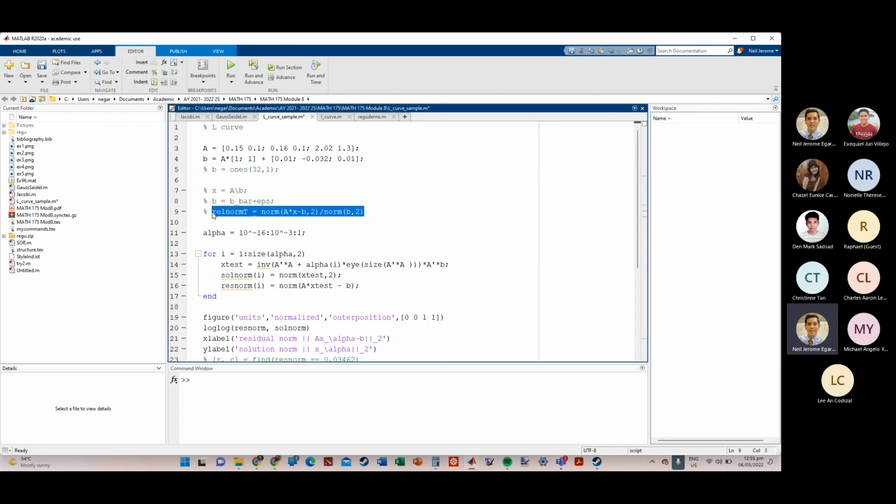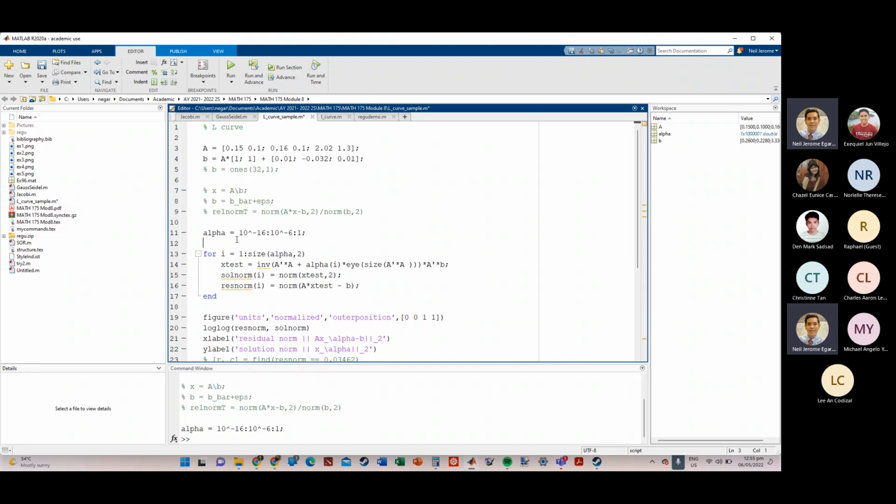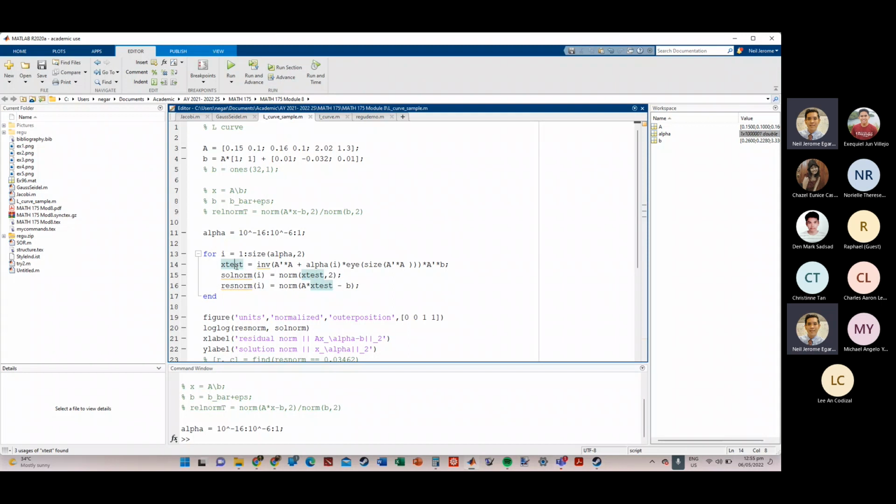Okay. Tapos yung line 11, ito yung nag-create nung alpha interval. Okay? So gumawa ako ng isang vector na ang laman niya ay simula kay 10 to the negative 16, papunta kay 1, pero yung step size na gusto ko ay 10 to the minus 6. I-run ko to ng paunti-unti. Okay. So alpha now will be a 1 by 1 million 1 vector. So 1,000,000 yung values ni alpha. That means I'll need to solve for the Tikhonov solution 1 million times.